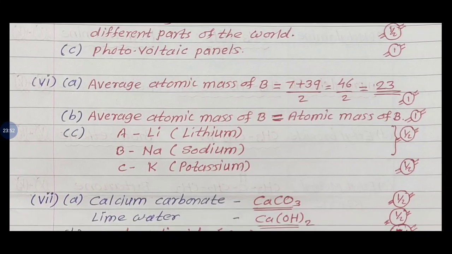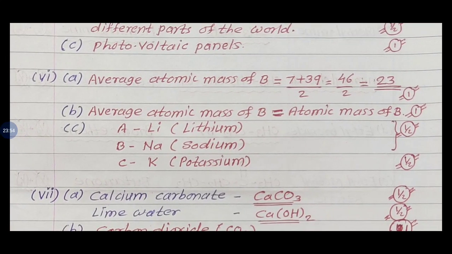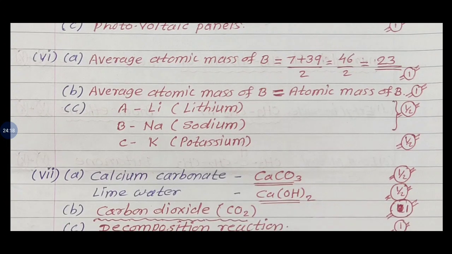So next option. Average atomic mass of B is equal to 7 plus 39 divided by 2, 46 divided by 2. Answer is 23. You are getting 1 mark. Second answer: average atomic mass of B is equal to the atomic mass of element B. 1 mark. And which elements are these A, B, C? So A is lithium, B is sodium, and C is potassium. So you write down the symbol or name of these elements.